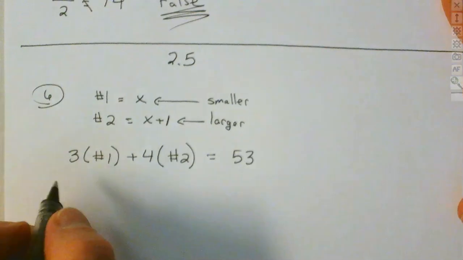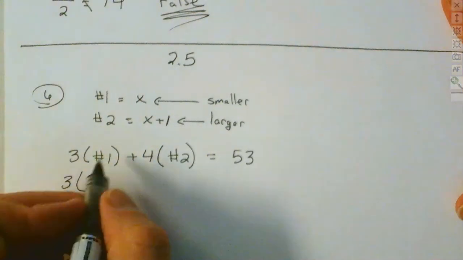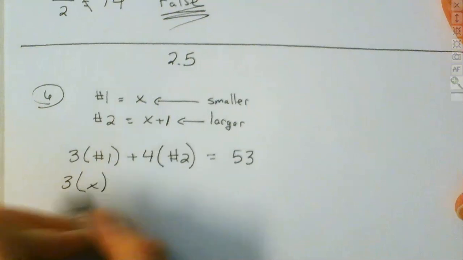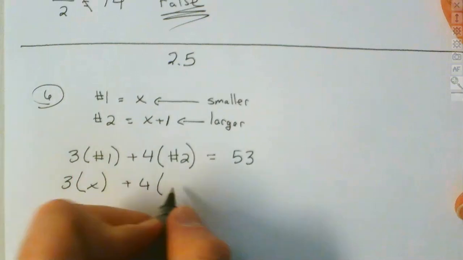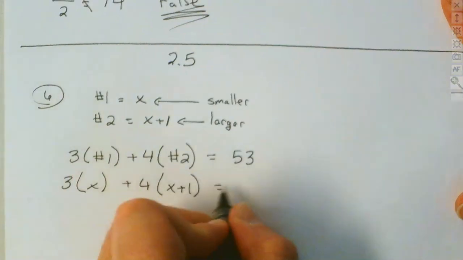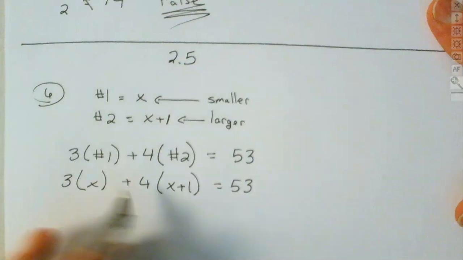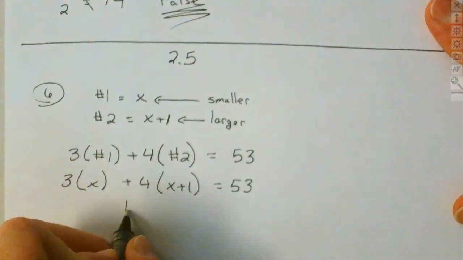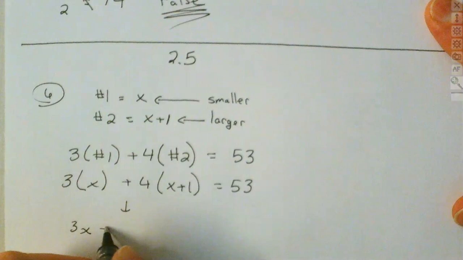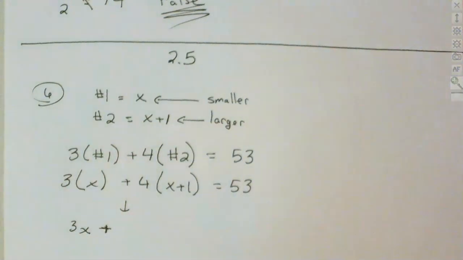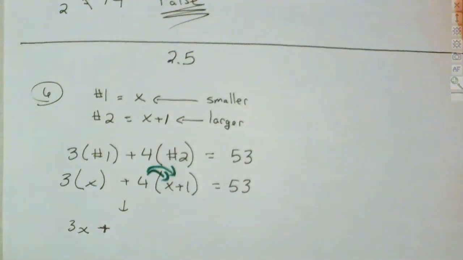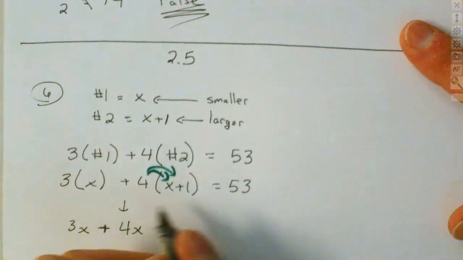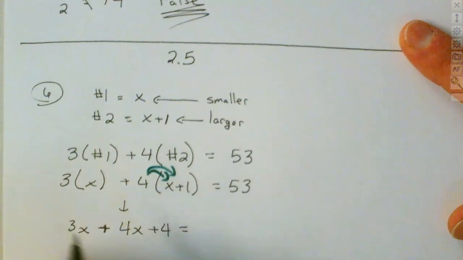And we can now plug in our parts. So the first number is x. We'll just put the x there. Second one is going to be 4 times the second number, and that's x plus 1. That equals your 53. We don't need the parentheses there, so we could rewrite this. And I'm going to go ahead and distribute that 4 through as well. That's going to give you 3x plus 4x plus 4, and that equals your 53. And I think you can finish it from there.